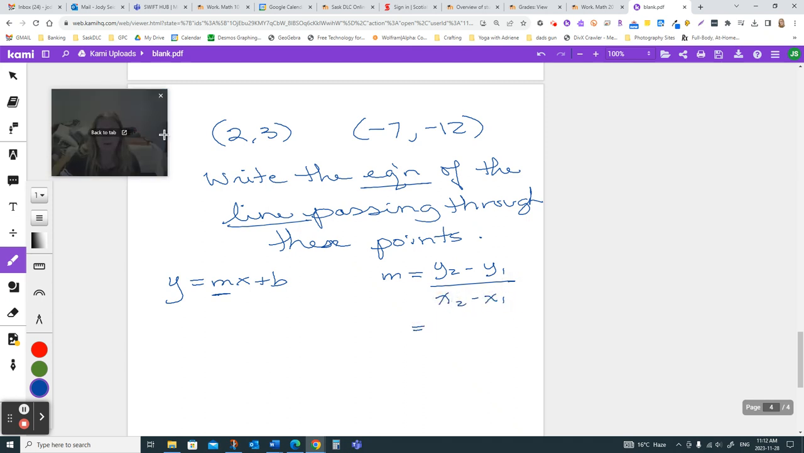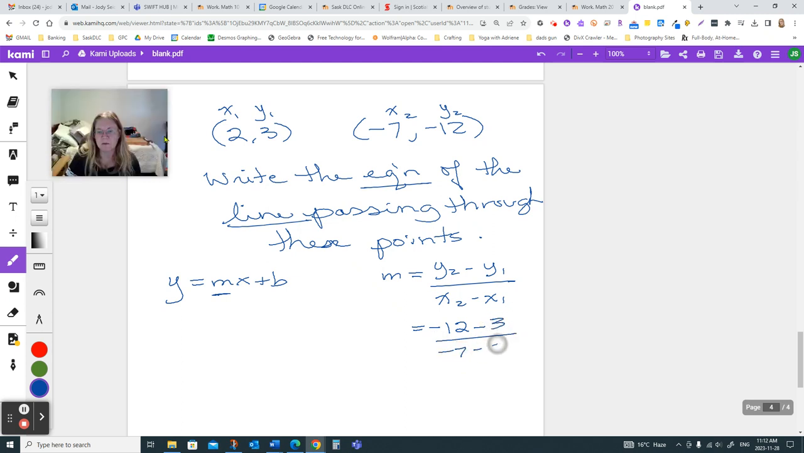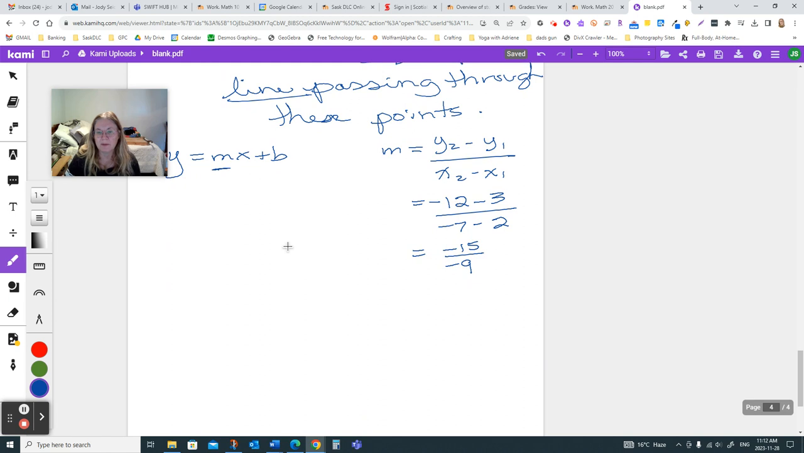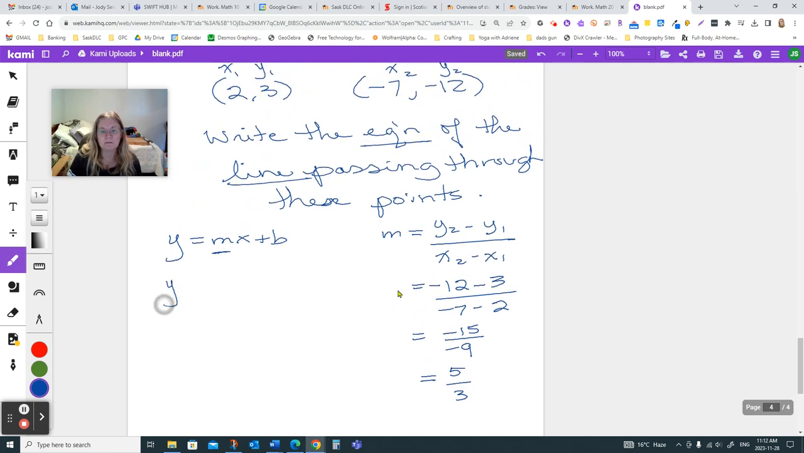And it doesn't matter which way you go. If this is an x and a y, I can make these my ones. This is an x and a y, and I can make these my twos. As long as you're consistent, it won't matter. So y2 minus y1 over x2 minus x1. So I've got -15 over -9. I reduce and tidy that all up because they both divide by 3. And I've got a negative over a negative, which is just a positive. And I know that my slope is 5/3.